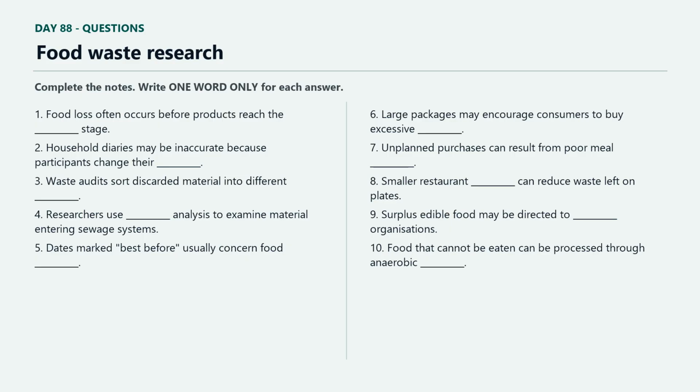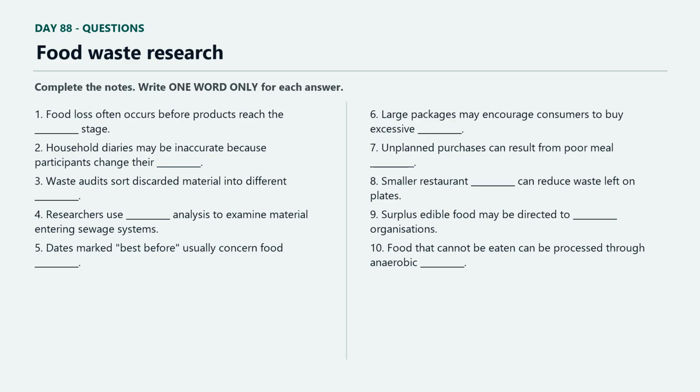Material unsuitable for people may sometimes become animal feed, subject to health regulations. The remaining unavoidable material can be treated biologically. Composting uses oxygen and produces a material that can improve soil.